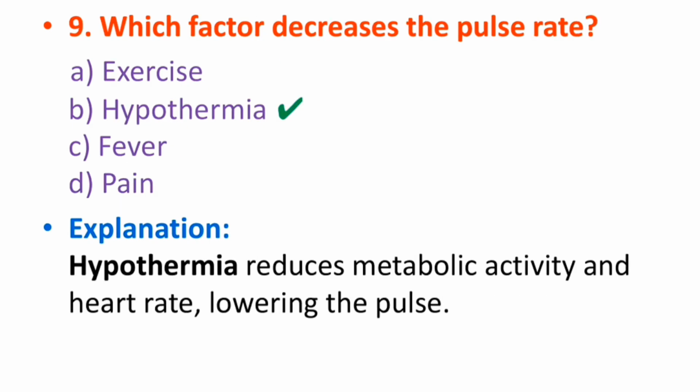Which factor decreases the pulse rate? Option A exercise, option B hypothermia, option C fever, option D pain. The correct answer is option B, hypothermia. Hypothermia reduces metabolic activity and heart rate, lowering the pulse. Hypothermia decreases the pulse rate.